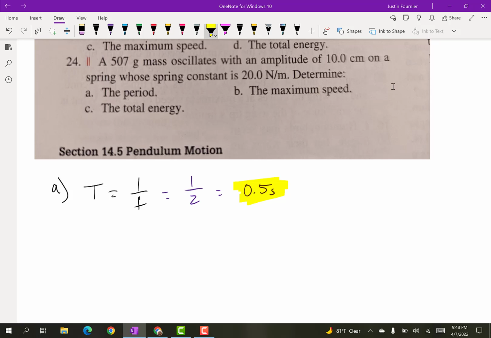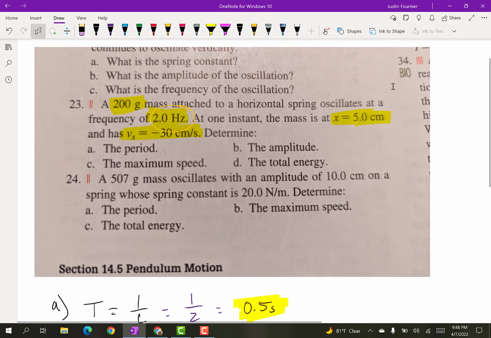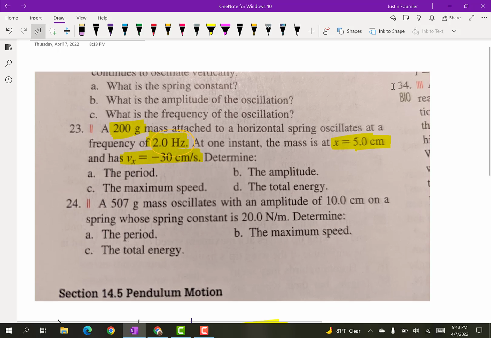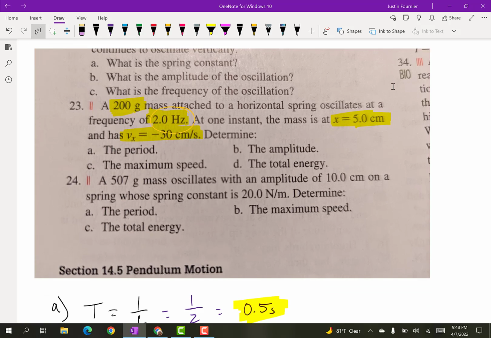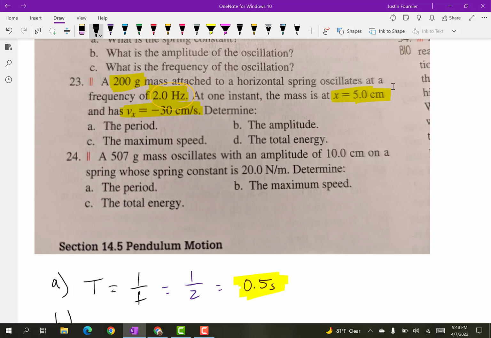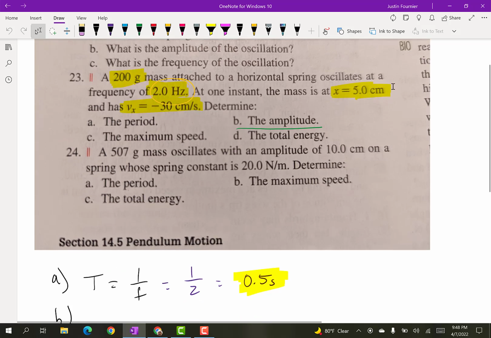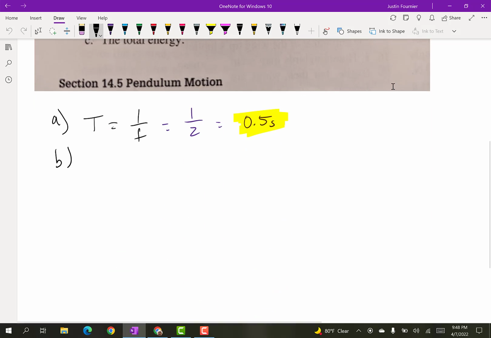Alright, there you go. For part B, we got what is the amplitude? So, often when I see amplitude and I'm trying to solve one of these problems, I think of the conservation of energy, because I use the conservation of energy at the amplitude, the maximum displacement from equilibrium. That's where I have the most potential energy. So let's see if we can use the conservation of energy to solve this.